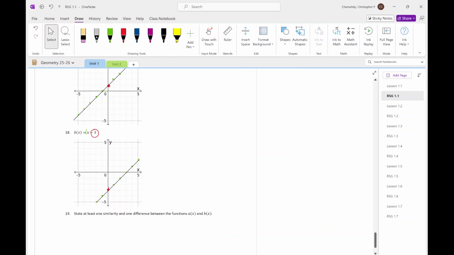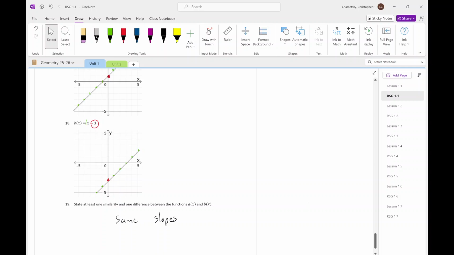So, something that is the same. Well, these have the same slopes. And you might notice that they are parallel because of that. What is different is that they have different y-intercepts. And that is the end of this Ready, Set, Go.